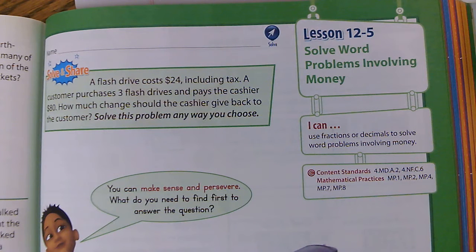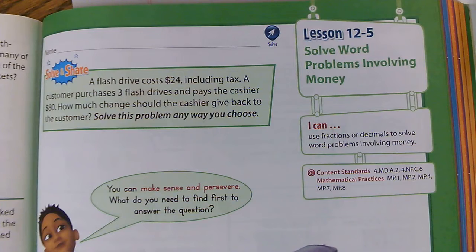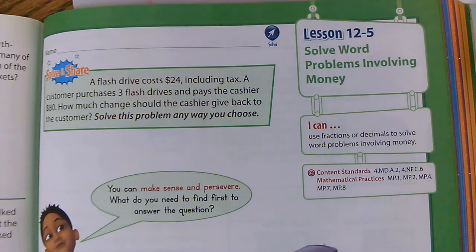It says in our opener problem here, a flash drive costs $24, including tax. A customer purchases 3 flash drives and pays the cashier $80. How much change should the cashier give back to the customer? Solve this problem any way you choose.